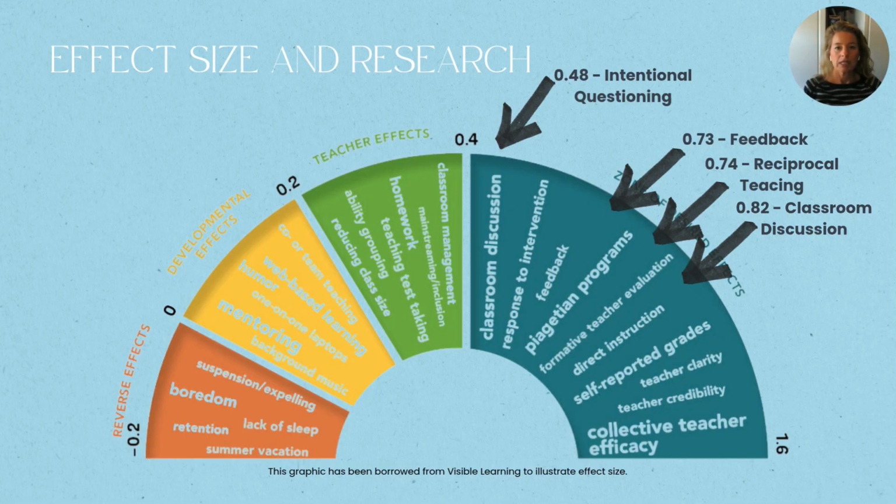Everything in this chapter is, of course, supported by research. Feedback has an effect size of 0.73. Reciprocal teaching has an effect size of 0.74. Classroom discussion has an effect size of 0.82. Intentional questioning has an effect size of 0.48. These strategies make thinking visible, increase student talk and reasoning, and allow teachers to respond during instruction. They are most effective during guided practice and independent work.